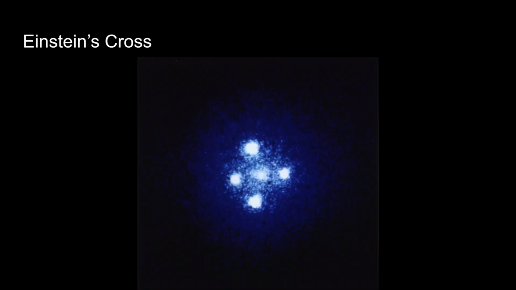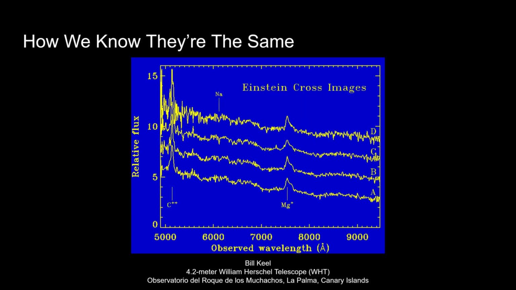And now we get to when we have multiple images of the same object. So this is a very famous one known as Einstein's cross, where those four dots around the center one are actually all the same thing. So how do we know that it's the same object? Well, when you do the spectroscopy of it, you get the exact same thing for all of them. So the flux of them is going to be different, but as you can see, the peaks of the wavelengths are the exact same for all of them.